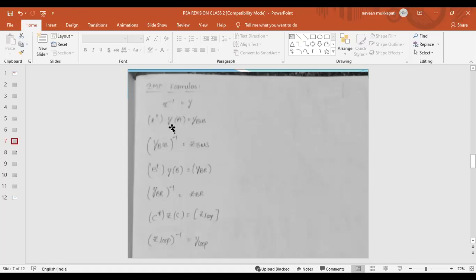The first one is the per unit method, using the reactance diagram; by using the reactance diagram we calculate the per unit values. The second method is the formation of the Y bus. The third method is the formation of the Y bus by the direct inspection method. Only three methods are there.